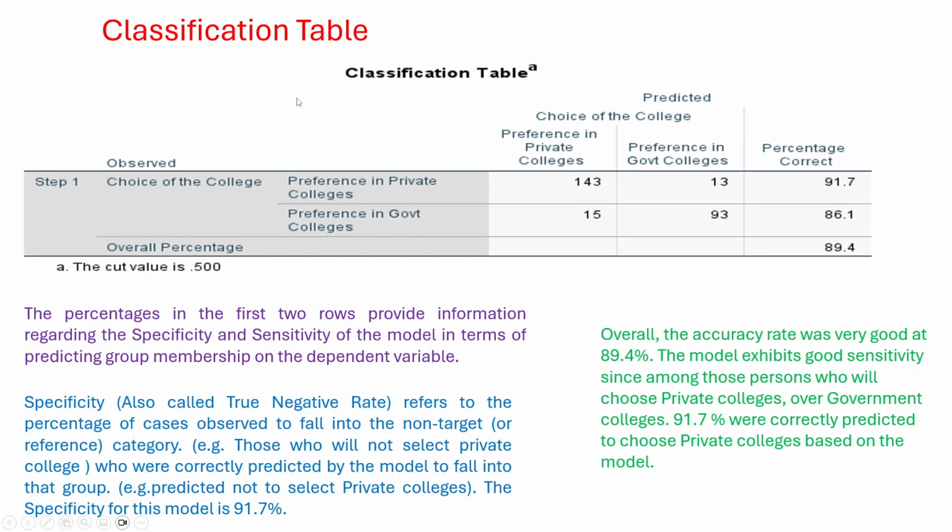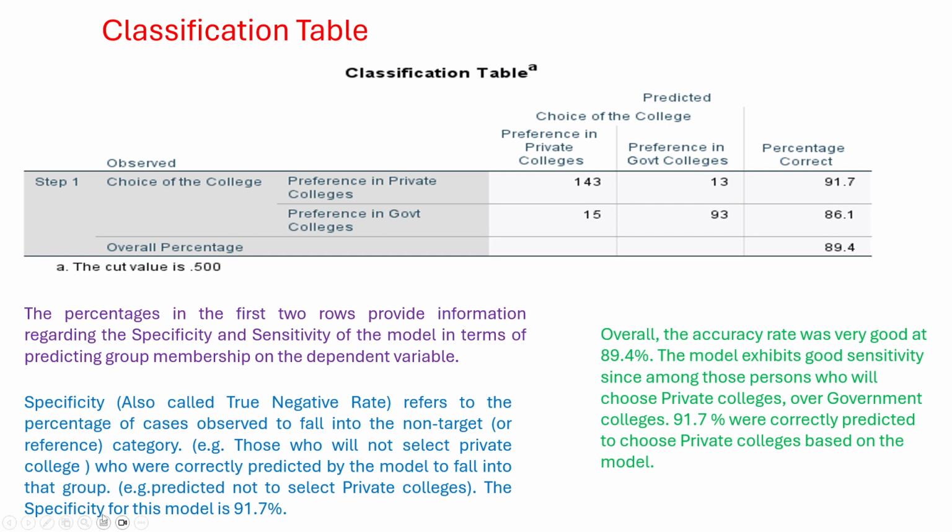The classification table further shows that the percentages in the first two rows provide information regarding the specificity and sensitivity of the model in predicting group membership on the dependent variable. The specificity, also called the true negative rate, refers to the percentage of cases observed to fall into the non-target or reference category, for example, those who will not select private college, who were correctly predicted by the model to fall into that group, for example, predicted not to select private college.